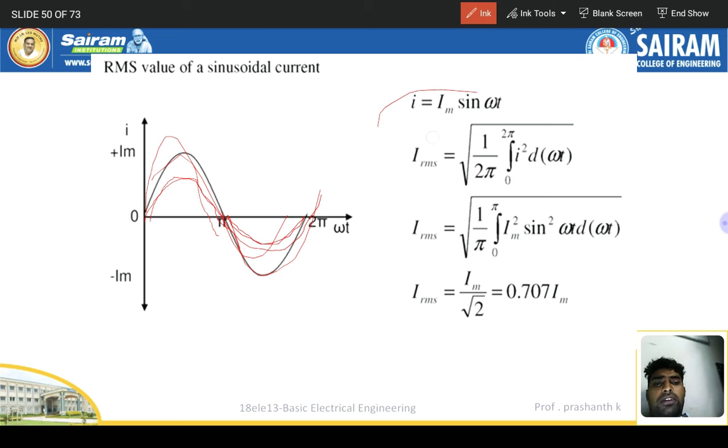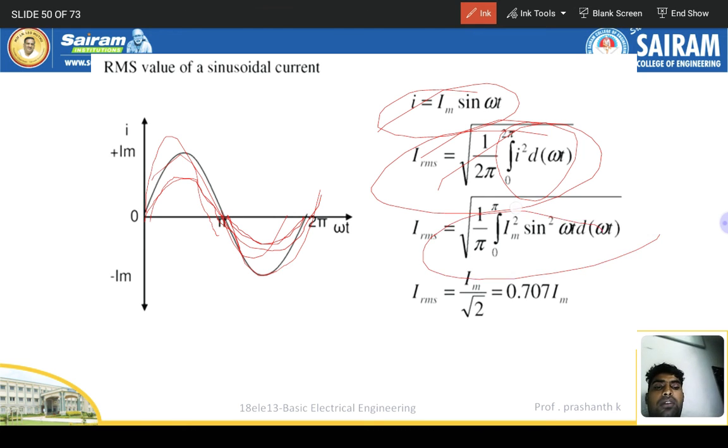So i is equal to Im sin omega t, everybody knows, and I'll substitute over here. The area is from 0 to 2 pi, and 1 by 2 pi, since 2 pi is the base, of i square d omega t, substituting sin square omega t. Sin square omega t you cannot integrate directly. Sin square omega t is equal to (1 minus cos 2 omega t) by 2. And then you get this value, 0.707 Im.